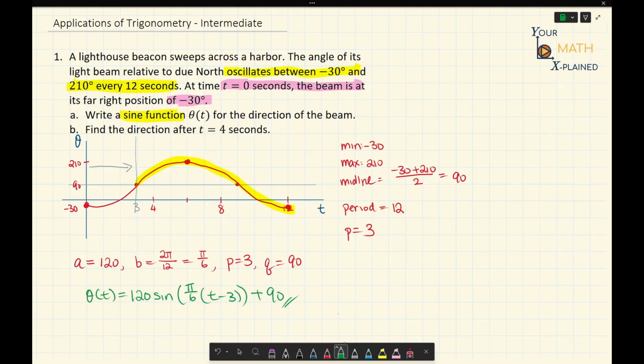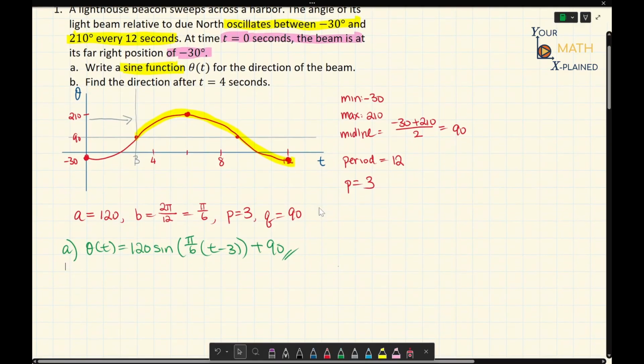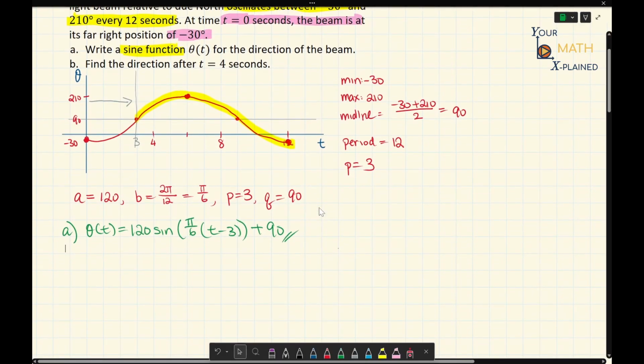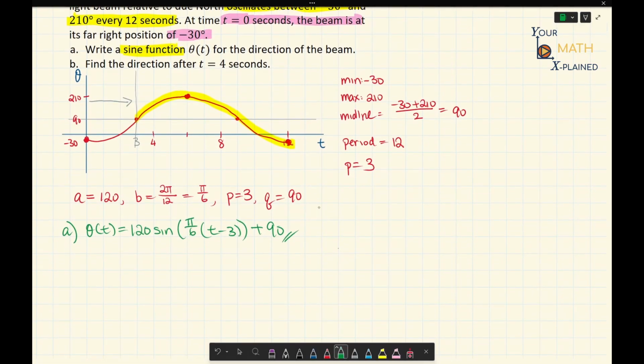So this would be our answer to part A. For part B, we're asked to find the direction after t is equal to 4 seconds. So all we need to do is take our function and substitute in the value t is equal to 4. So we're looking for theta of 4.